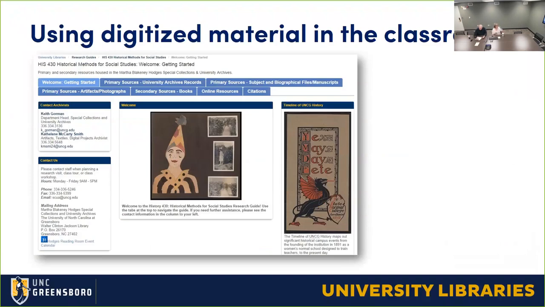So they were assigned a scrapbook, and they could look at it both ways. They had times to come in to the archives, and then for the rest of the time, they looked at it online. This is a LibGuide from that particular class. So it gave a list of primary sources, those that were digitized, those that were not. Different artifacts, photographs. We got a list of secondary sources and online resources as well. And of course, citations, because citing information from archives is a little bit different.